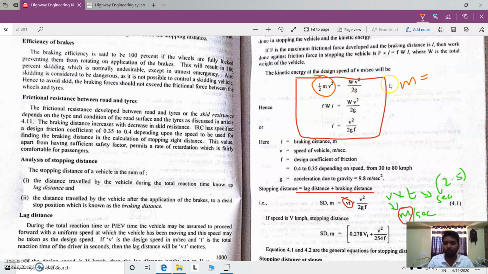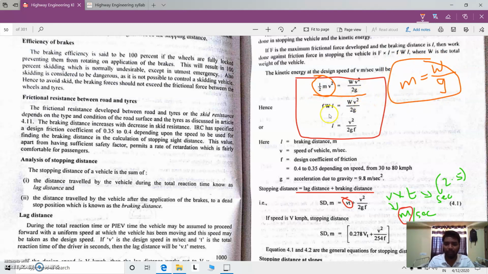Here we are considering this equation with weight. So the mass is converted to weight. You have to divide the weight by gravity, because mass is with gravity and weight is without gravity. So weight divided by gravity is equal to mass. That is what we are writing here: W is the weight of the vehicle, v is the speed of the vehicle and g is the gravity, so that half, 1 by 2, and the equation is satisfied.